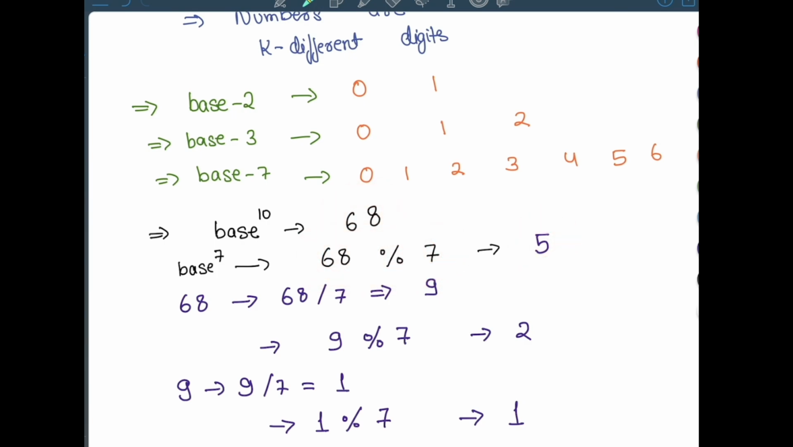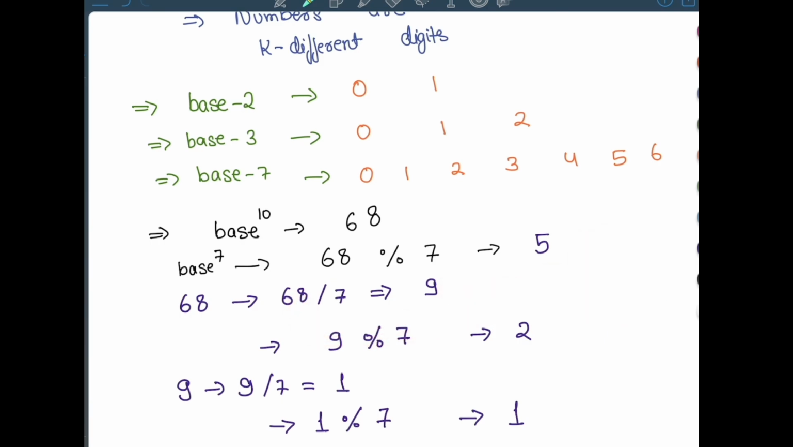Now, once you calculated the mod, you divide the number 68 with 7. 68 divided by 7 will be 9, I mean this will be 9 point something, right? Because 7 multiplied by 9 is 63, 7 multiplied by 10 is 70. So 68 is between this, right? So 68 divided by 7 is going to be 9 point something.